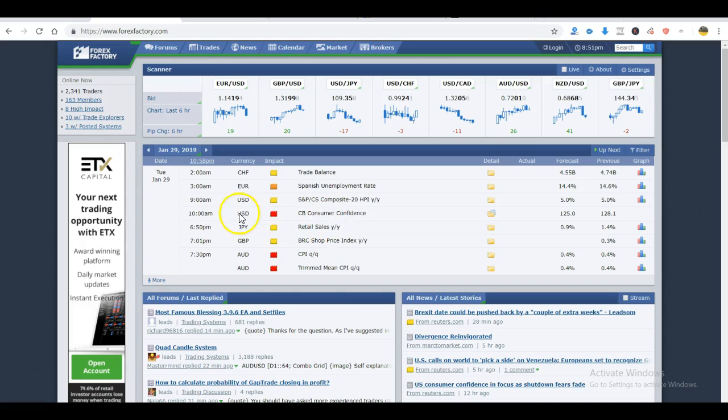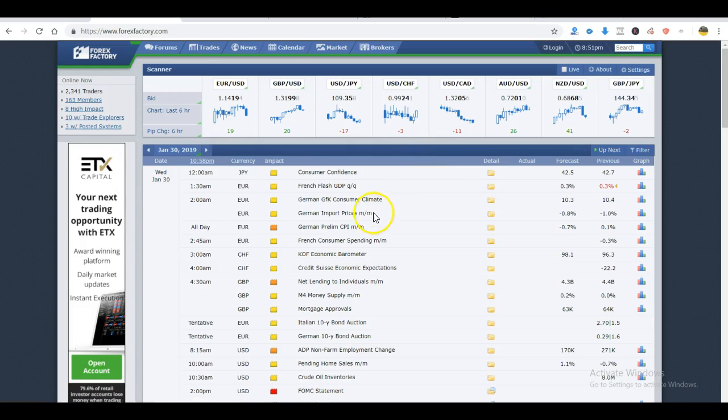Tomorrow, the 29th, we have consumer confidence in the US, and really this is Wednesday morning Asian time. We have CPI inflation in Australia and the trim mean CPI. So expect some reactions around the Aussie pairs on Wednesday morning Asian time.